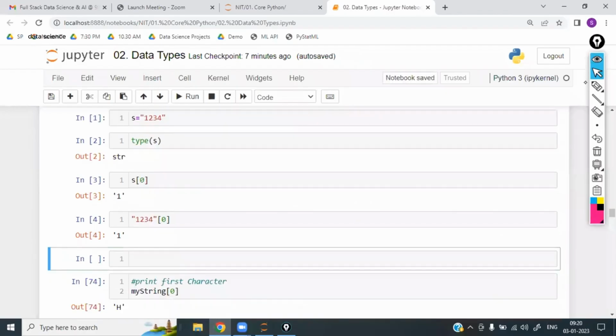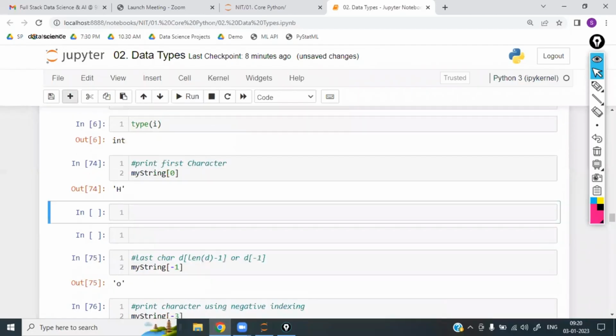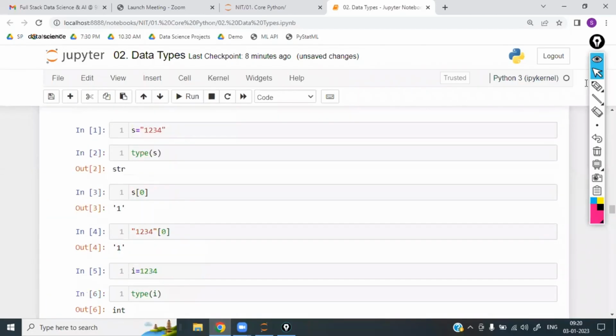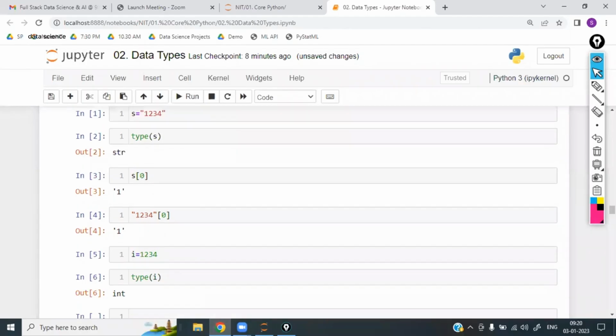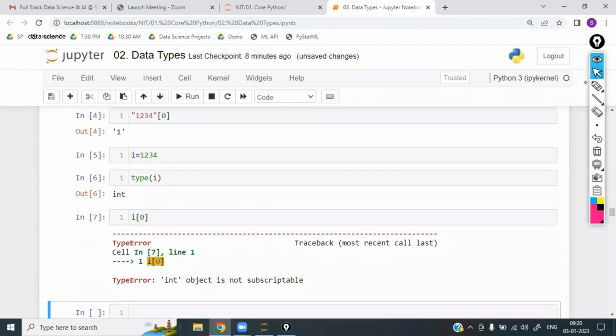Now the same, for example, this time I'm writing i is equal to 1, 2, 3, 4. Normal 1, 2, 3, 4. Now, if you want to check what is the type of i, I'm asking what is the type of i. It is an int. Now, what is the difference between this one and this one? Here s is equal to 1, 2, 3, 4 string type. It is in the int type. Now, s of 0 is working, so now I'm asking i of 0. It will throw an error that int is not subscriptable.